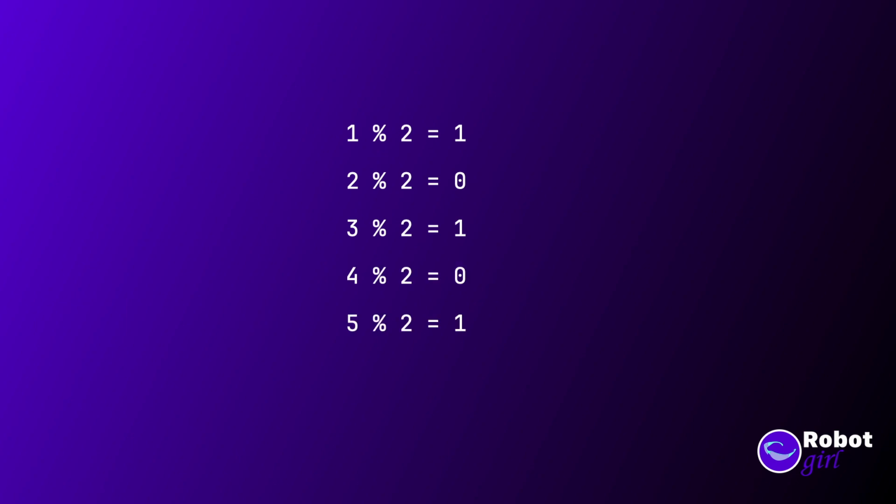This is super useful in some situations. For example, if you want to check if a number is even or odd, you can modulo a number by 2. If the result is 0, then it's even.